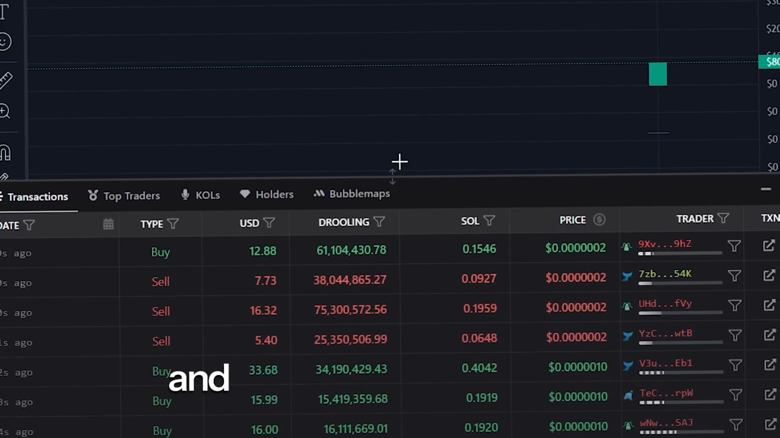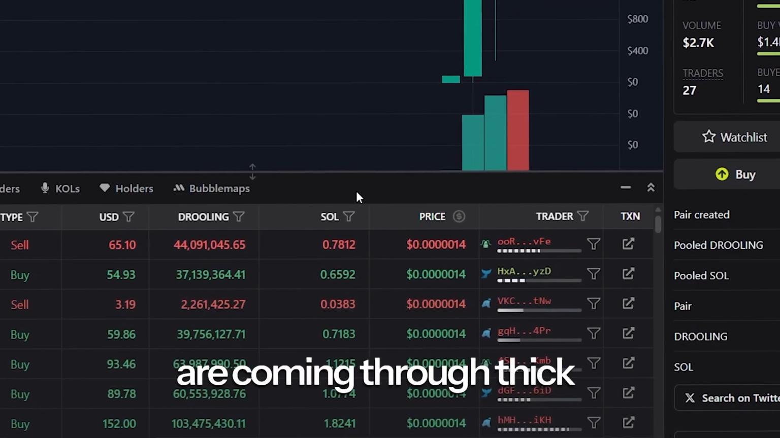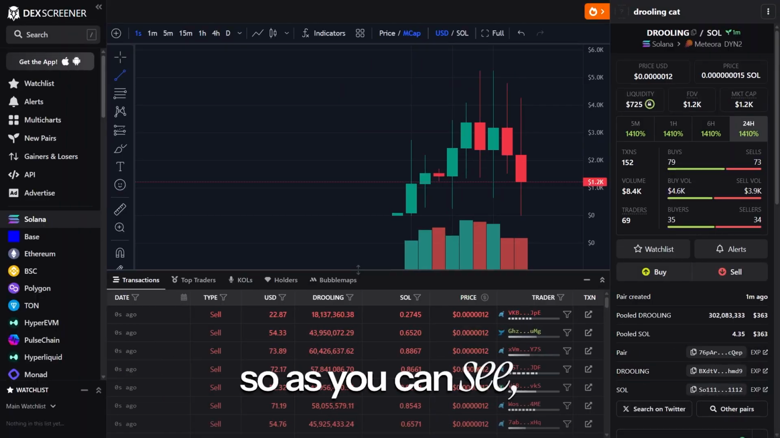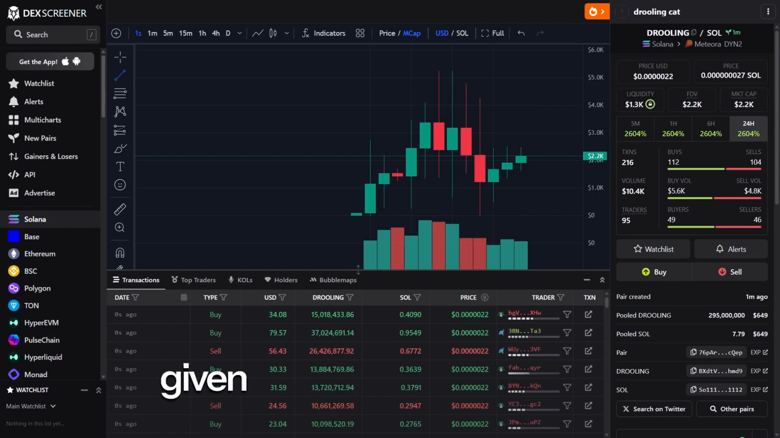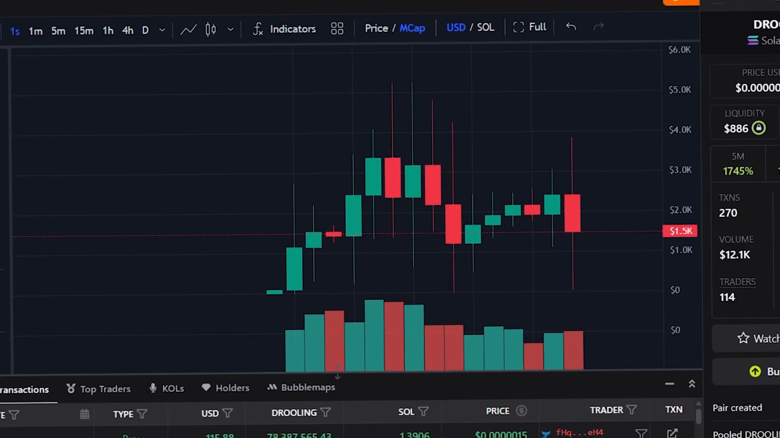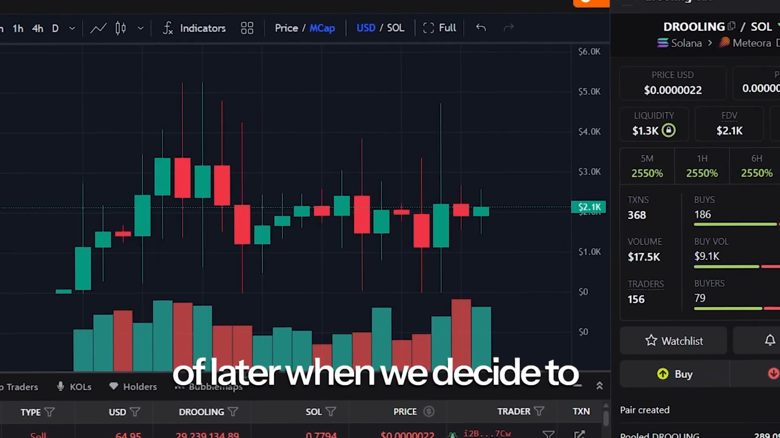Now we're running on DEX Screener, and you can see our coin is live, and you can see the transactions are coming through thick and fast. We are already at 50 traders. Okay, so as you can see, that boost function has really given us a kick right at the start, which means our coin is going to have tons of SOL pulled into it that we can take advantage of later when we decide to pull the rug.